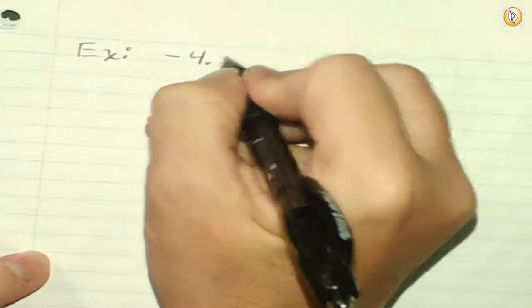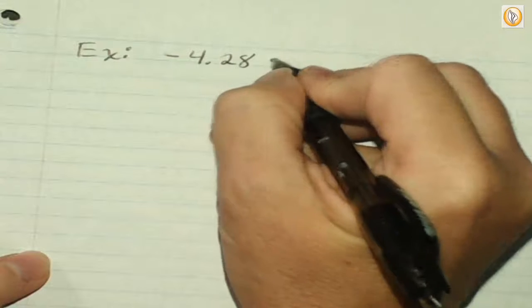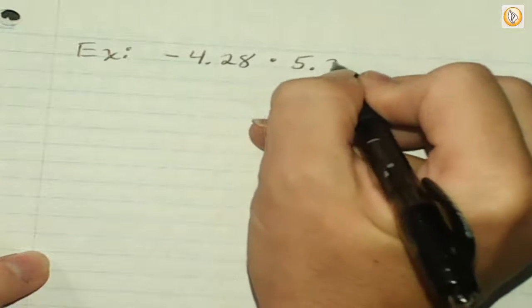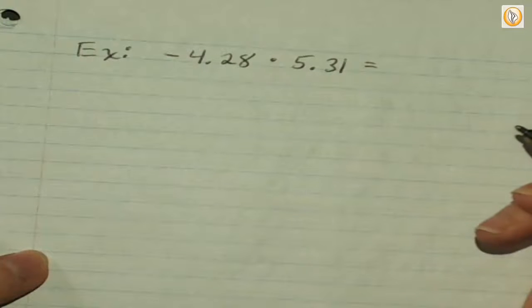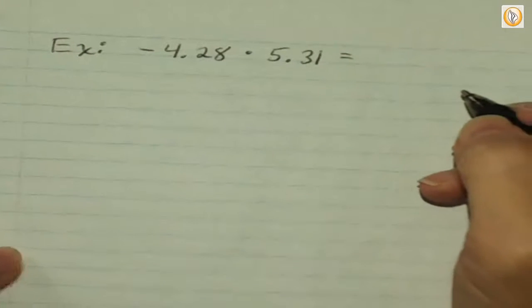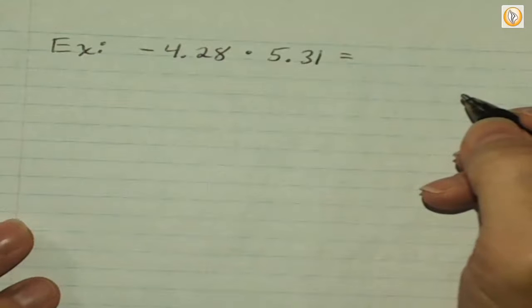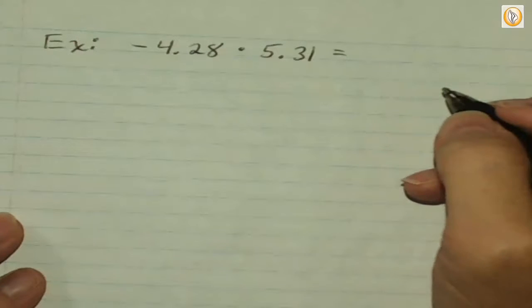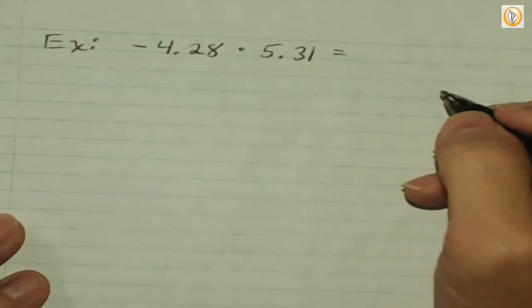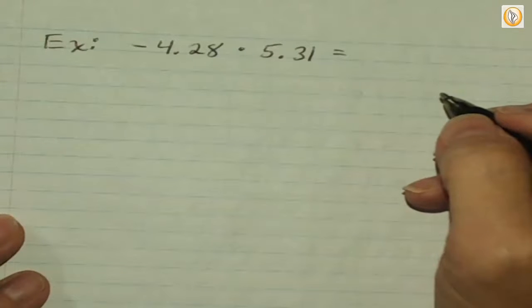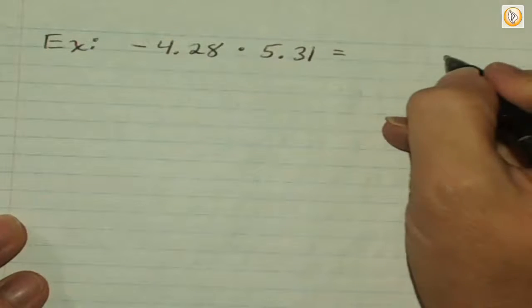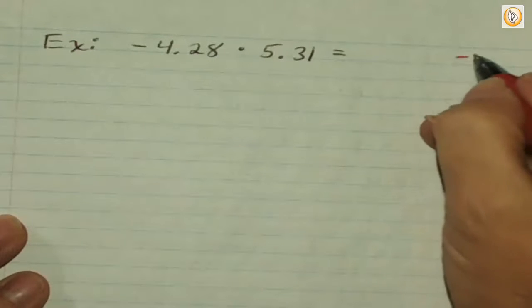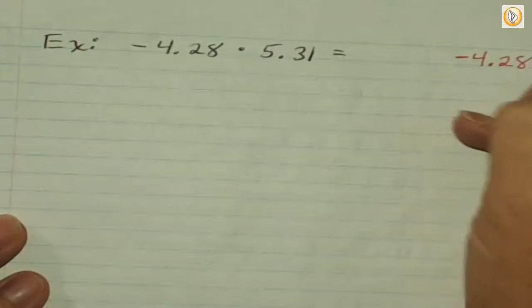Negative 4.28 times 5.31. Gabby, you want to do it? Okay, so boys and girls, Gabby, you can do it on the side of your paper. Listen up. If you have forgotten how to multiply with decimals, do they have to be lined up? No. Not when multiplying, they don't. They do not have to be lined up. In this case, it just happens that they are, but you don't have to.